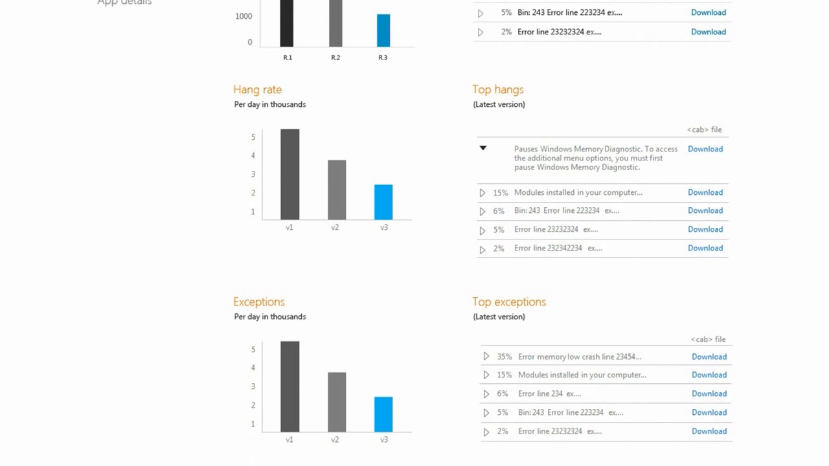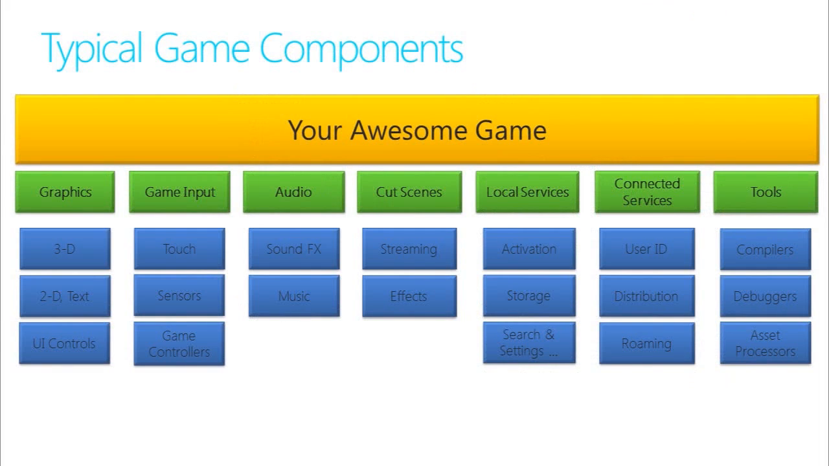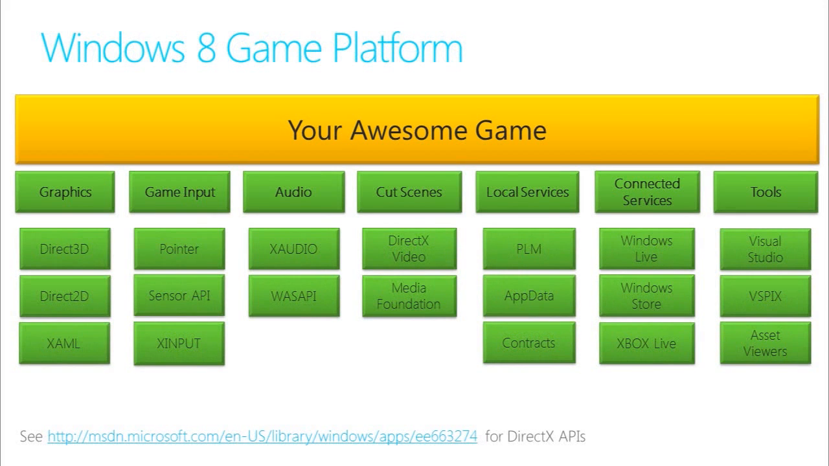Making a game requires access to lots of capabilities of the device. For example, you need great graphics, input capabilities, audio, and so on. Windows 8 has a comprehensive game development platform that includes all the necessary components. This game development platform is now available to Windows Store app developers as part of the standard Windows 8 distribution.